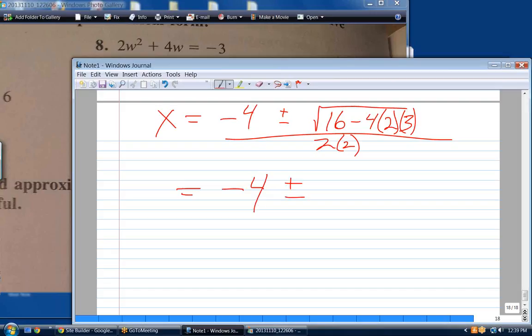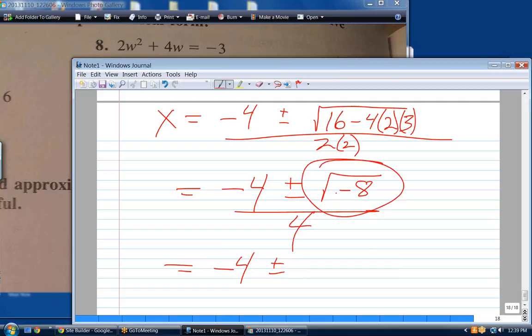Square root of 16 minus 24 is minus 8. Okay, so we have the square root of minus 8 over 4. Simplify again. So the square root of minus 8 can be simplified.